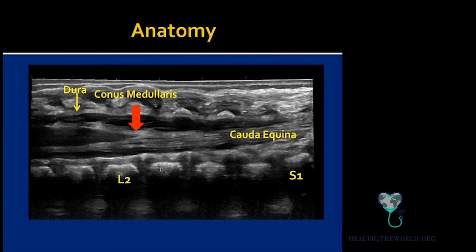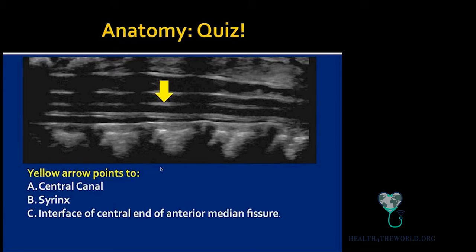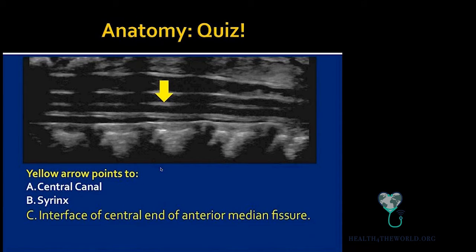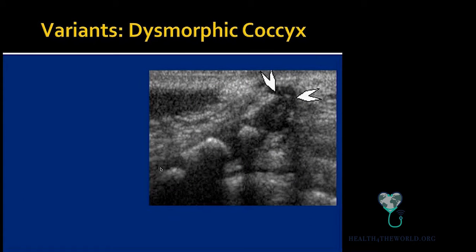The subdural is the dura, here's the cauda equina. This is a pop quiz here. We'll skip that part for now, but basically this is pointing to an echogenic area which, even though it represents the central canal, is actually the interface of the anterior median fissure. It's just an anatomic structure that's actually giving the echogenicity. But I use this as a marker to tell me, okay, I'm looking at the spinal cord and the canal.